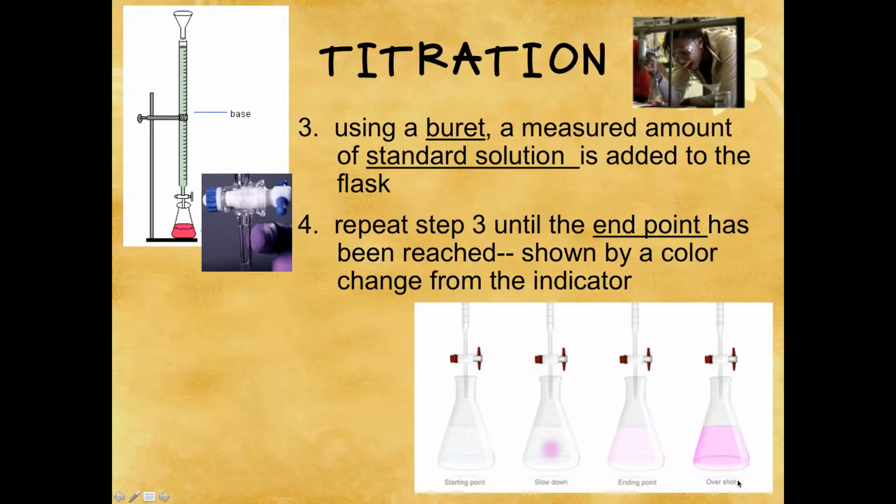And that could matter because your data is not really at the neutral point anymore, and that can throw off your calculations. So again, the idea is that you measure out your unknown, you add an indicator. You measure how much base you use, which is your standard solution in this example, and you're going for that super light pink in the whole solution, not when it's just pink for a little bit, because that is going to swirl away. And if you get too pink, then you've passed your endpoint.